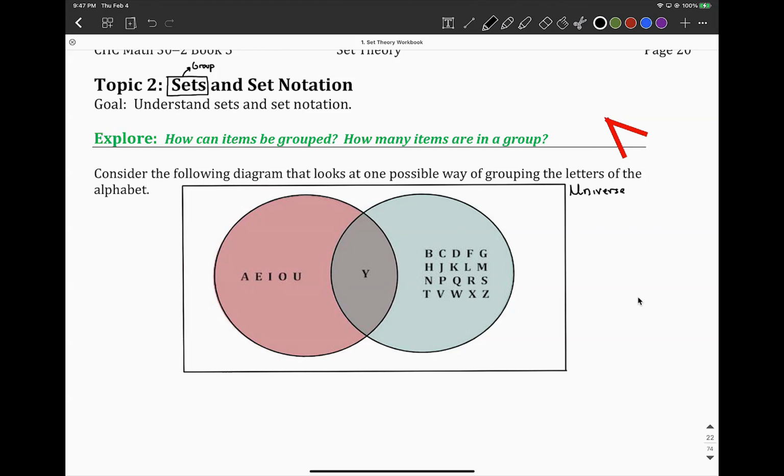In this case, it's the English alphabet. There are only 26 things in this universe. You can count them up. There are absolutely only 26 things. Now, logically, I would call this the set V for vowels, and I would call this the set C for consonants, just to give them some sort of context.